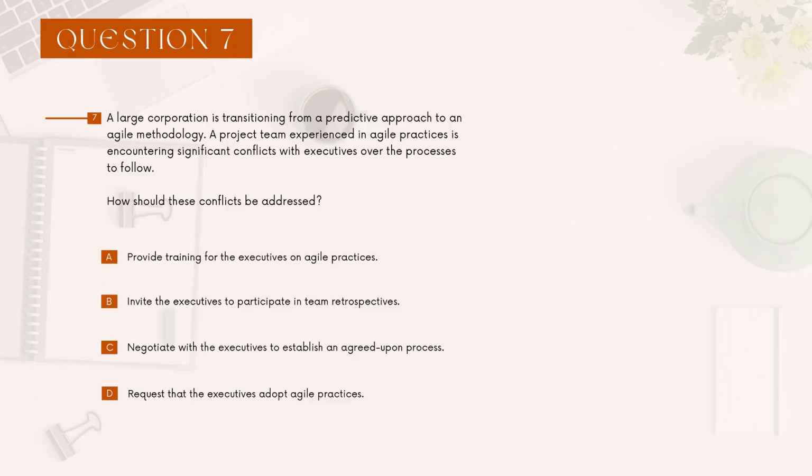A large corporation is transitioning from a predictive approach to an agile one. A project team experienced in agile practices is encountering significant conflicts with executives over the processes to follow. How should these conflicts be addressed? Okay. And that's what usually happens when you go from predictive to agile. It's a huge change, and because of that, there's a lot of conflicts in the process, in the practices, whatever it may be. Right? That's our problem statement.